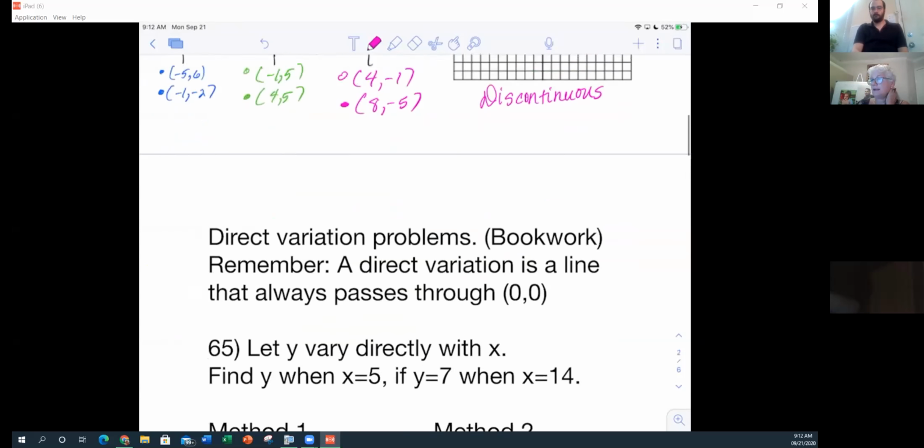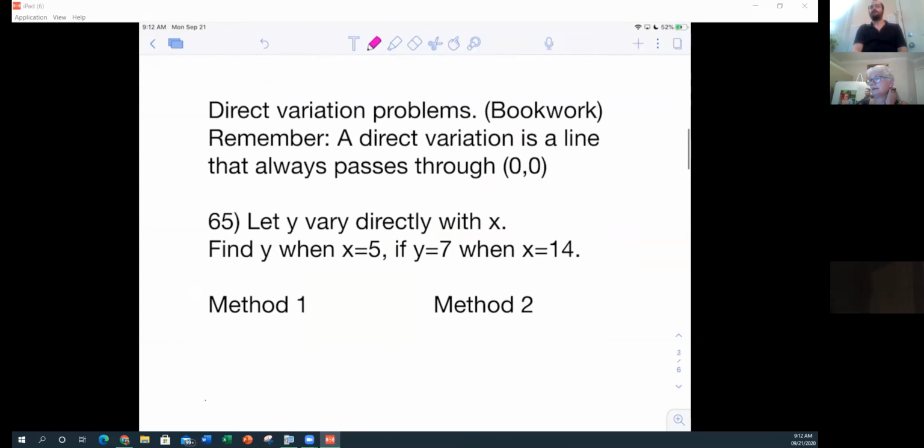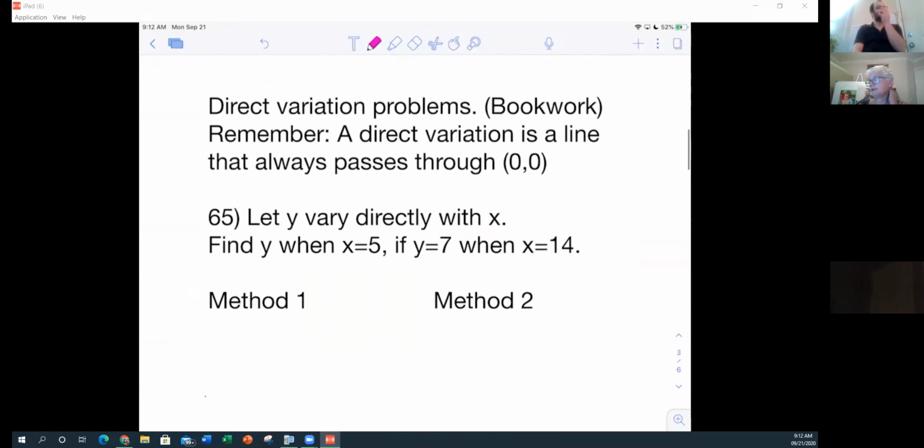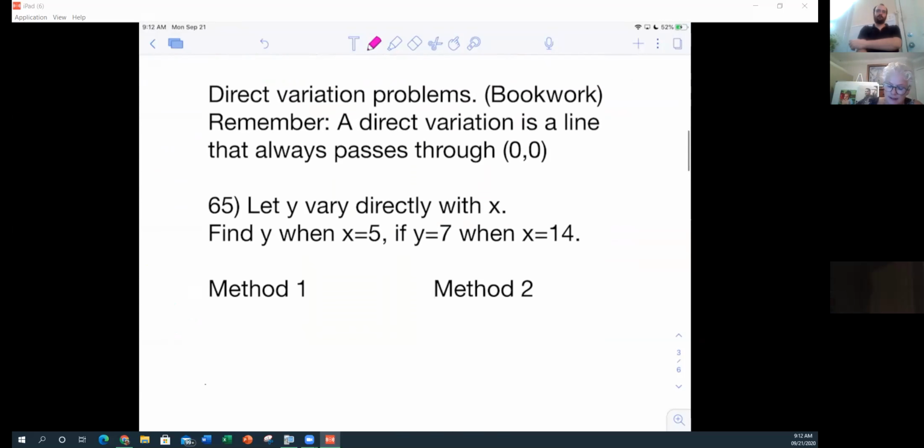All right, then these are the problems that we did not do, direct variation, but Matt did cover them in the notes because they were in the notes. A direct variation is a line that always passes through (0, 0), which is really the super easiest kind of a line because if you're given any point on the line, you know what the slope is. So for example, I have a direct variation that I know passes through the point, say, (5, 2). Then I know the slope.